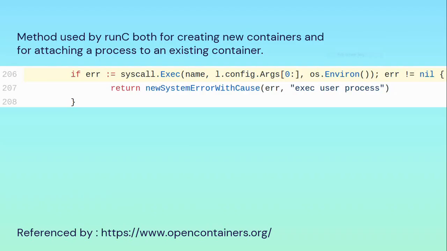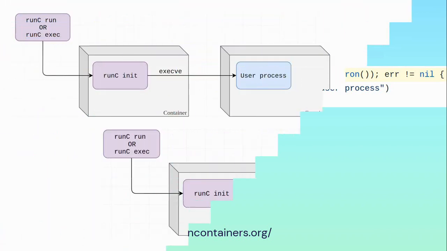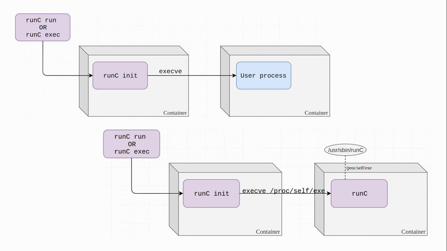This is the method used by runC both for creating new containers and for attaching a process to an existing container. The researchers who revealed the vulnerability discovered that an attacker can trick runC into executing itself by asking it to run /proc/self/exe, which is a symbolic link to the runC binary on the host. An attacker with root access in the container can then use /proc/runc-pid/exe as a reference to the runC binary on the host and overwrite it. Root access in the container is required to perform this attack, as the runC binary is owned by root. The next time runC is executed, the attacker will achieve code execution on the host. Since runC is normally run as root, the attacker will gain root access on the host.